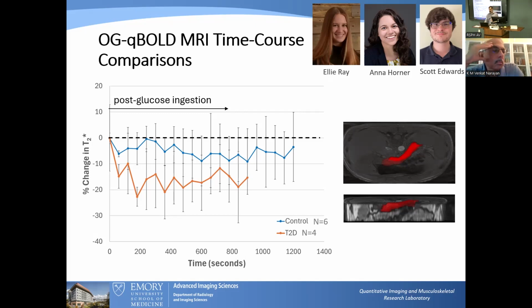So that's consistent with our model of this coupling effect, as well as it gives us hope that we might actually be able to detect differences between different levels of beta cell function and activity.